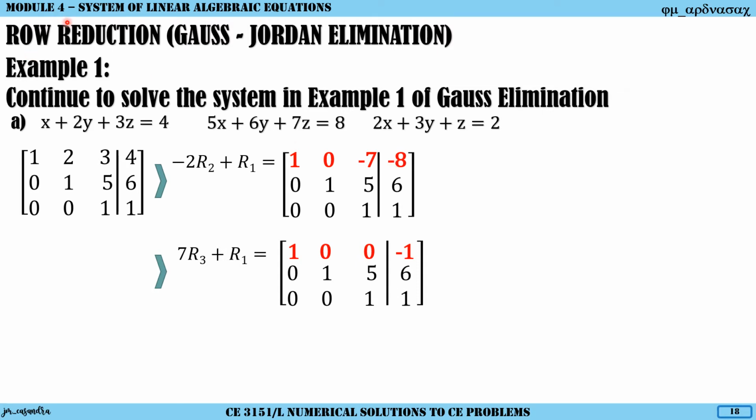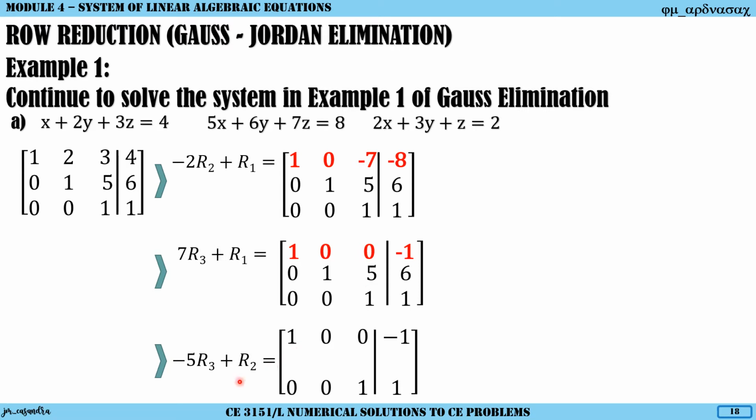And then lastly, we have the last element in our RREF to be reduced to 0. We can achieve that by multiplying negative 5 times R3 plus R2. So that will be negative 5 times this value plus R2, applied to each element, and this gives us this matrix.